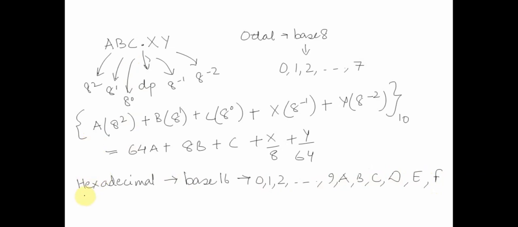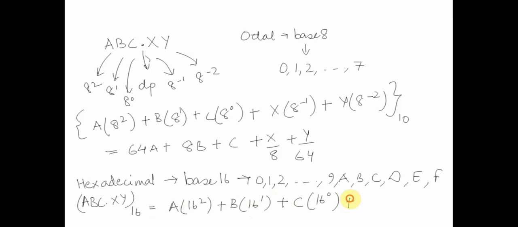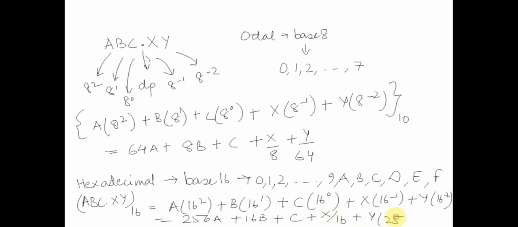So basically A, B, C, X, Y in base 16 would be equal to A into 16 squared plus B into 16 raised to power 1 plus C into 16 raised to power 0 plus X into 16 raised to power minus 1 plus Y into 16 raised to power minus 2, which would be nothing but 256A plus 16B plus C plus X by 16 plus Y by 256.